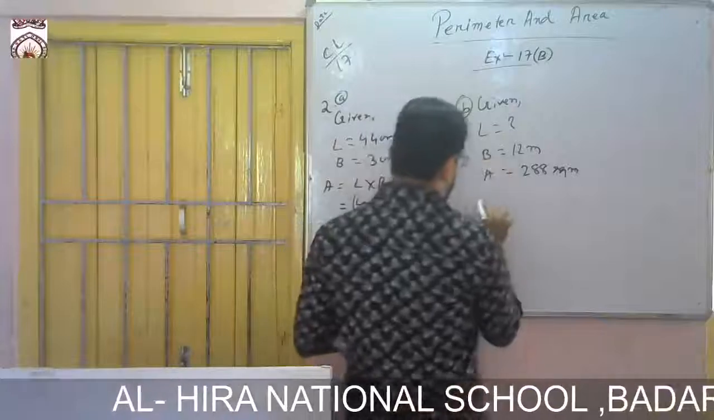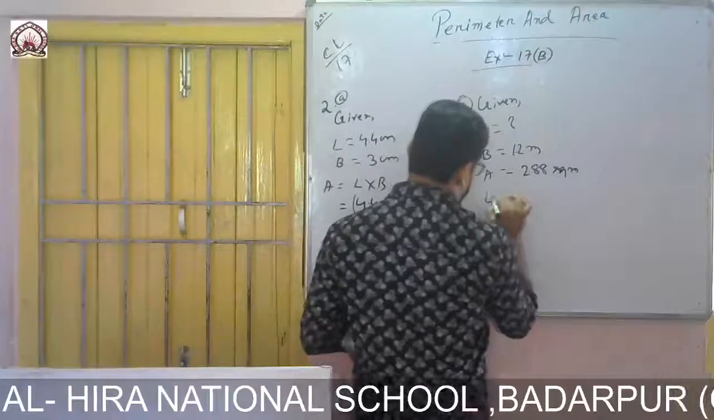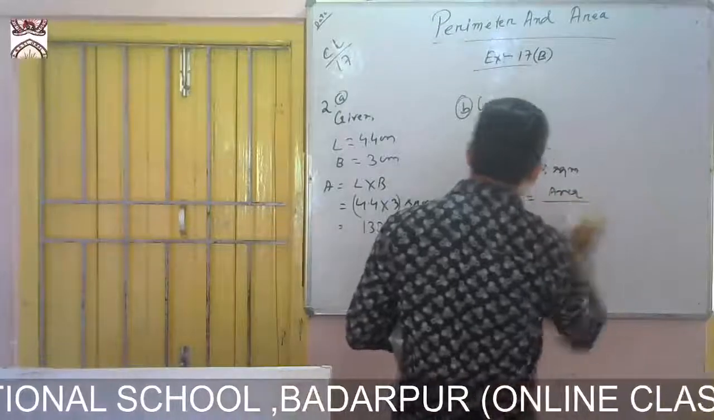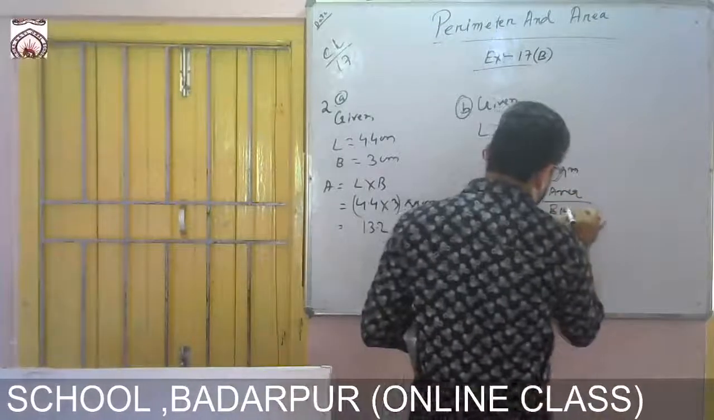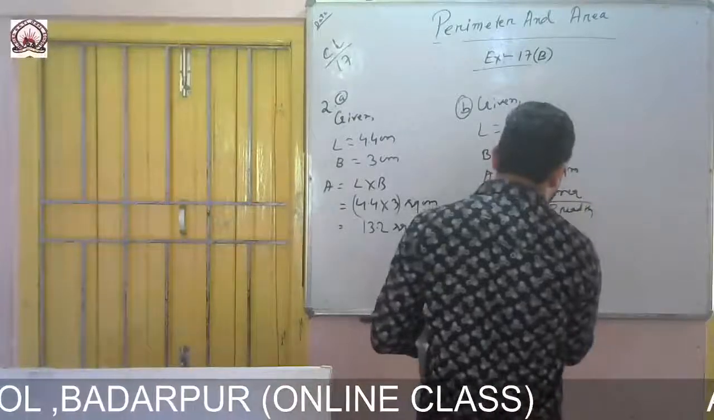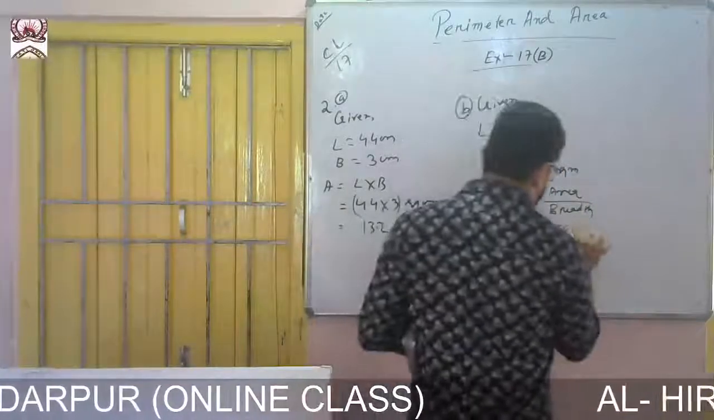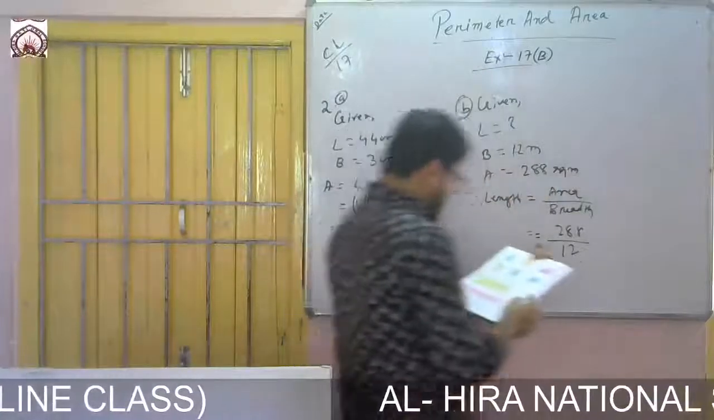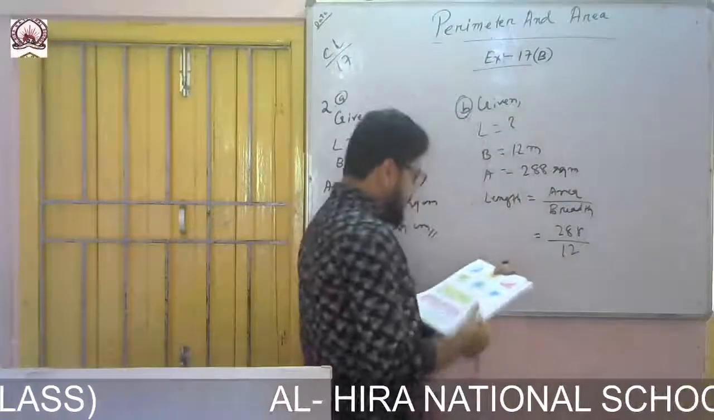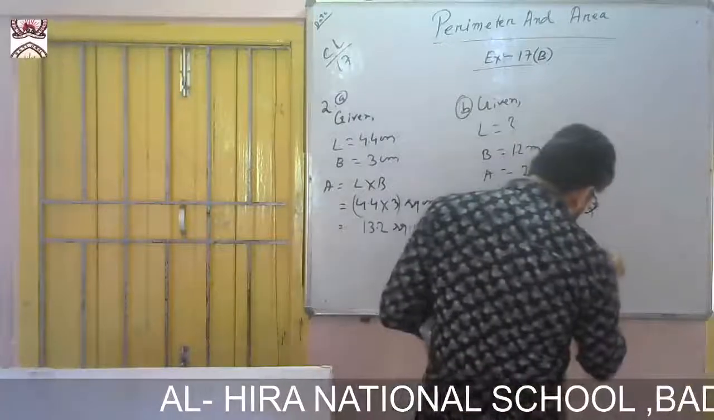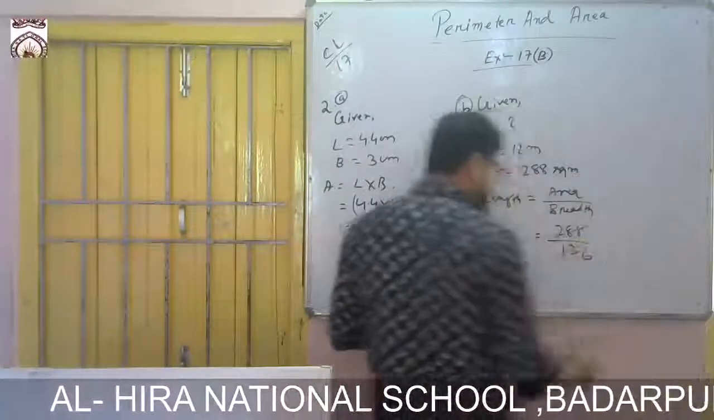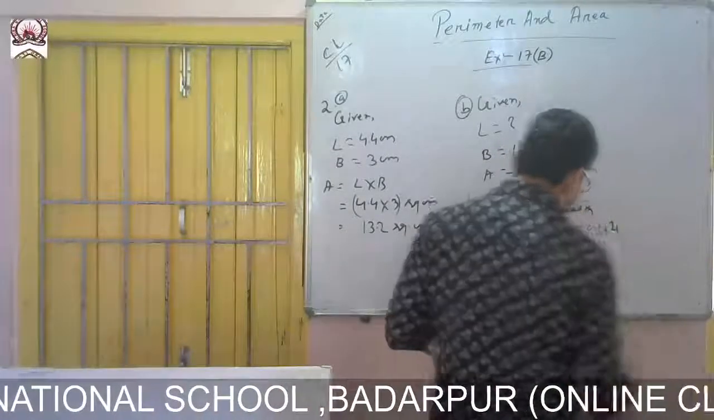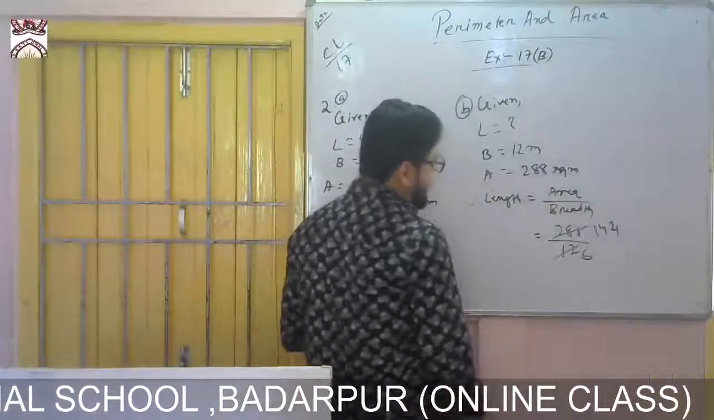Okay. So we know length equals area by breadth, as I said earlier. So area is 288 by 12. If you cancel, 6 to the 12, then 14, then 4, 144.